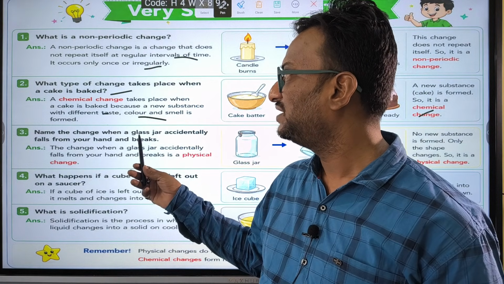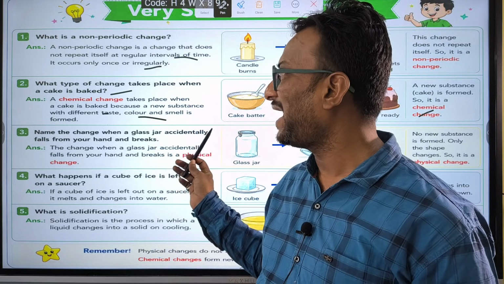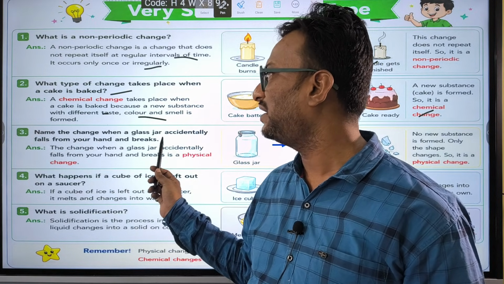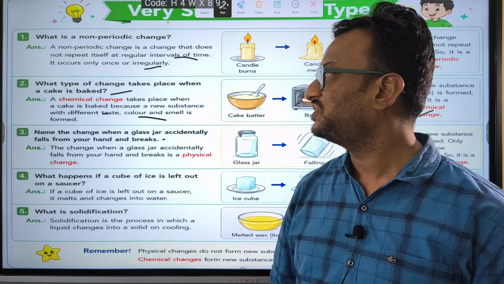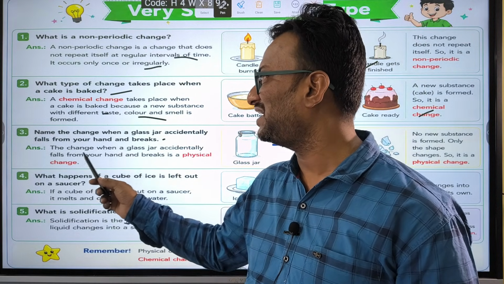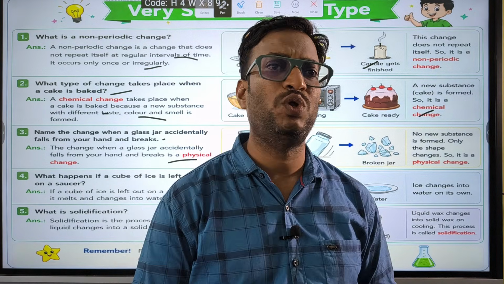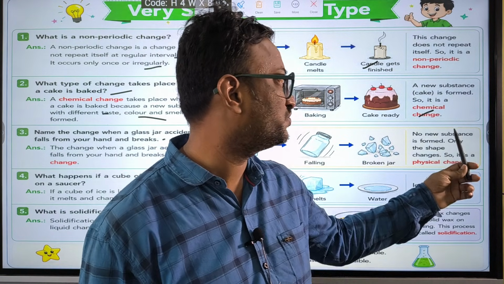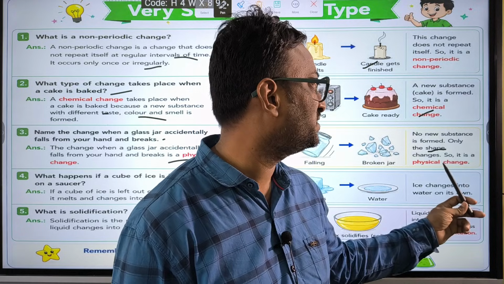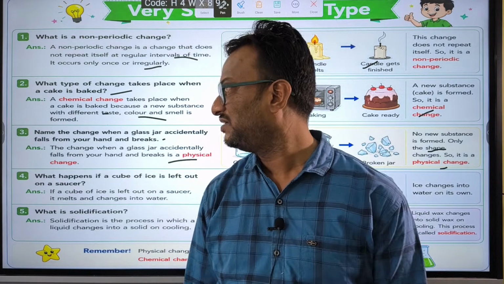Name the change when a glass jar accidentally falls from your hand and breaks. The change when a glass jar accidentally falls from your hand and breaks is a physical change. No new substance is formed, only the shape changes, so it is a physical change.